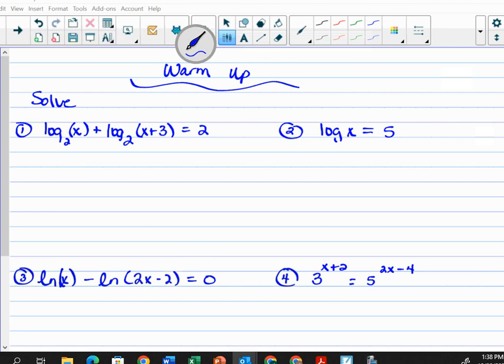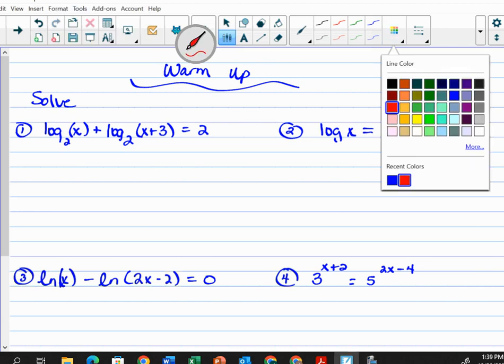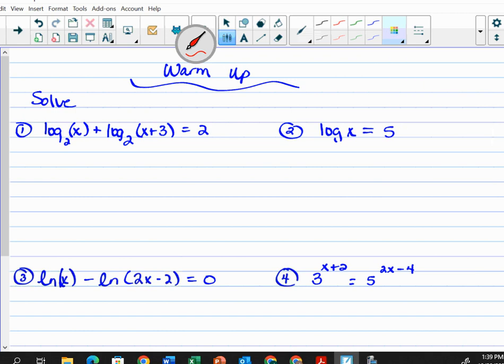All right, on the first one, what do I have to do first? Yeah, we condense first. So when you see a plus, that means you're multiplying what's in your log. So are we okay with log base 2 of x times x plus 3 equals 2? Okay, what do I do from there? Okay, what else? Flip it so that the 2 is the exponent.